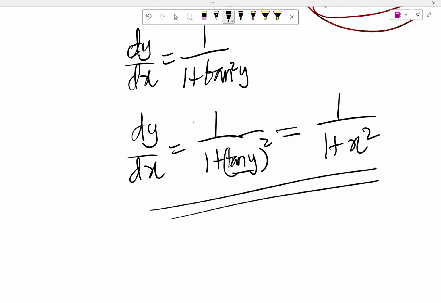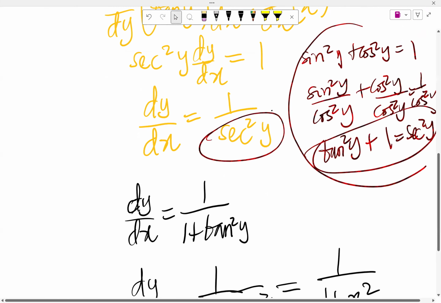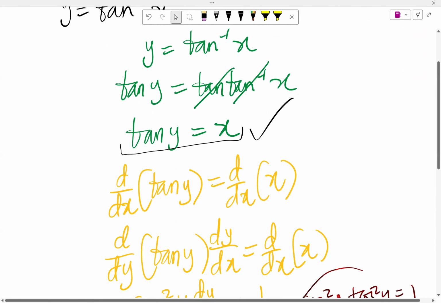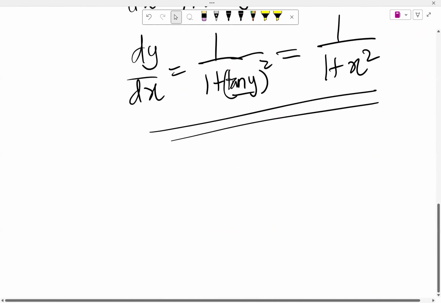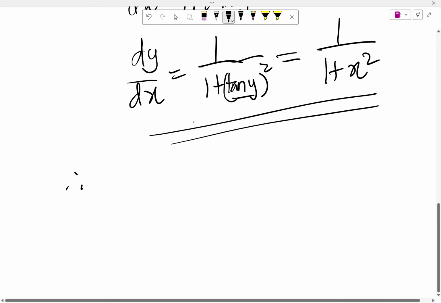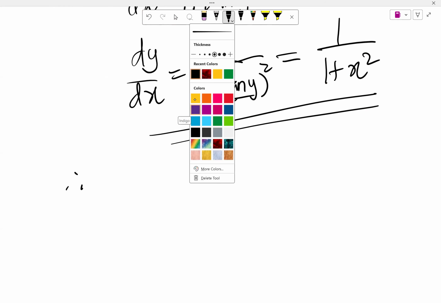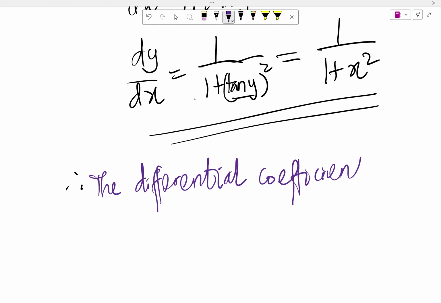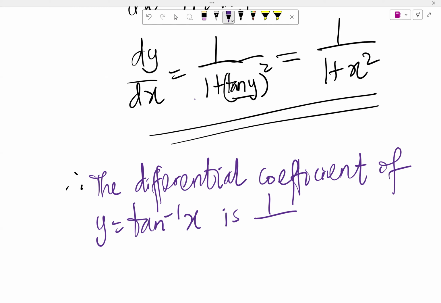Okay, so that's how to go. But of course, because I like to be fanciful, I like to follow procedure. So now I can say, therefore, the differential coefficient of y equals arctan x is 1 over 1 plus x squared. And that's how that goes.